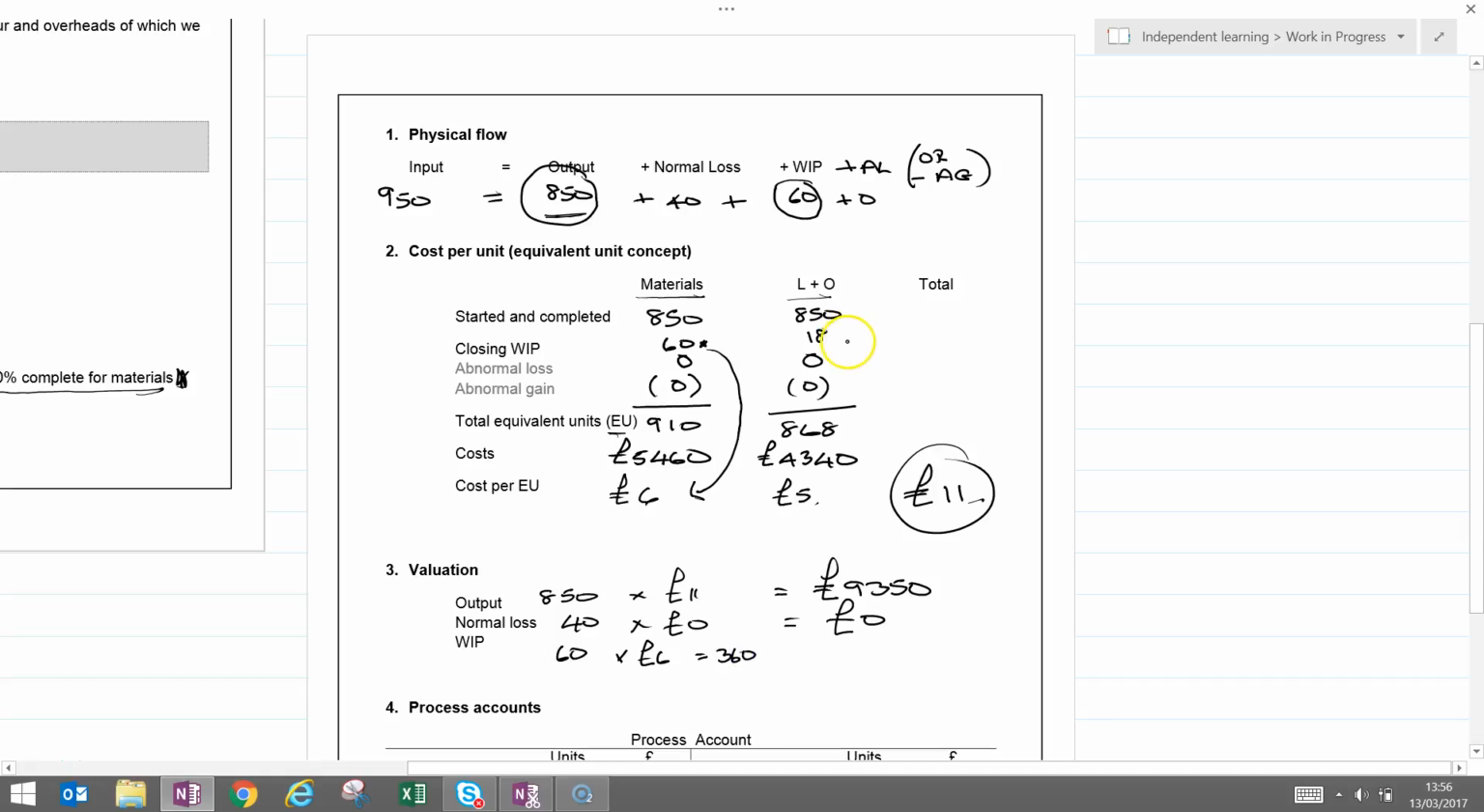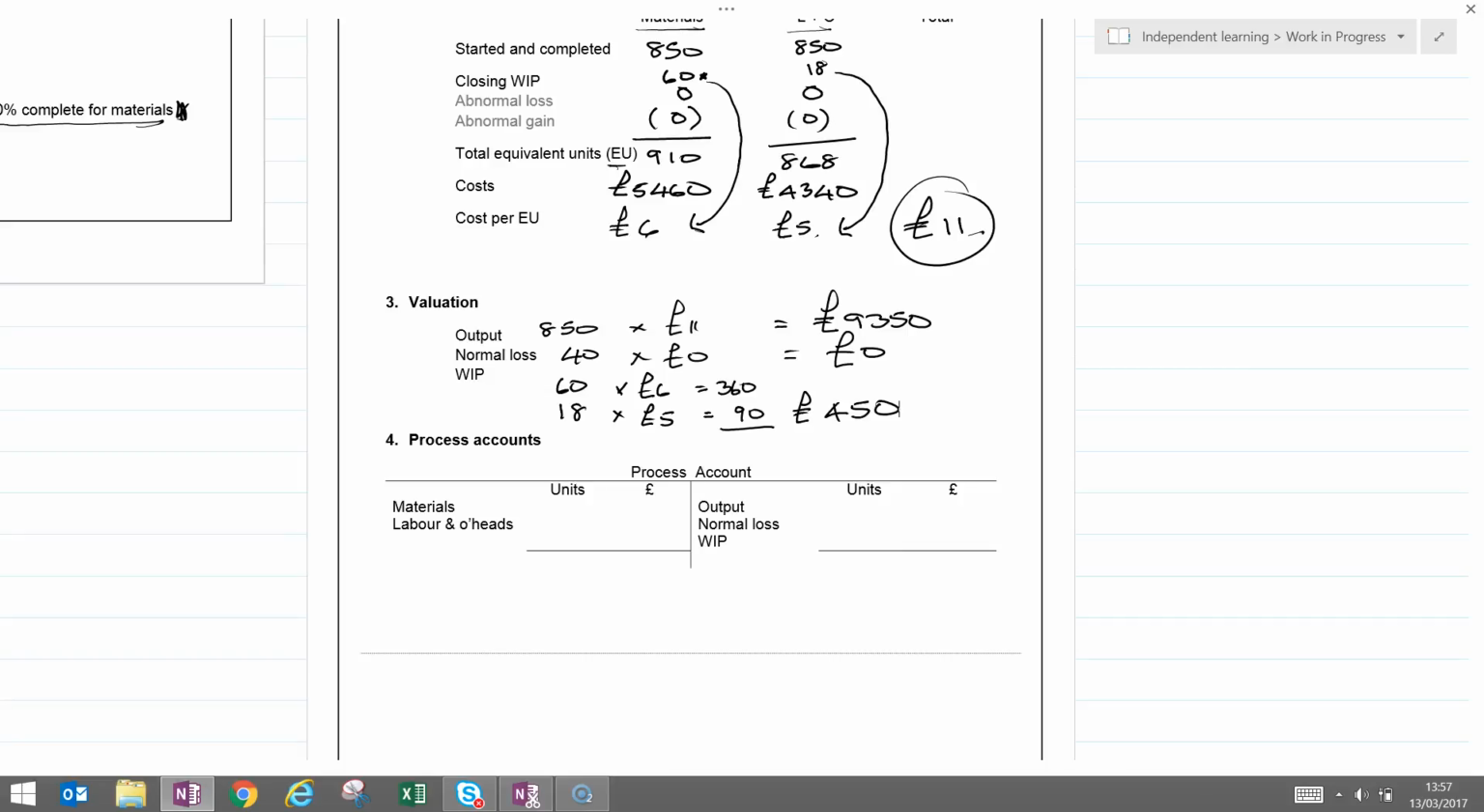Now look at our labour and overheads. We have the equivalent of 18 units of work in progress, and the labour and overhead cost per unit is £5. So we do 18 times 5, which is equal to £90. So our total work in progress valuation, £450. So now we have all the information that we need to put our figures into the process account.